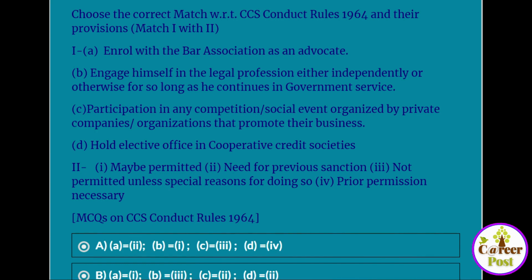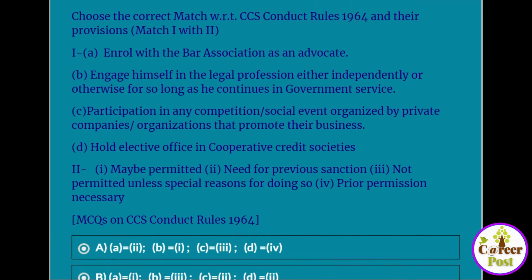Here 1 is: enroll with a bar association as an advocate, engage himself in the legal profession either independently or otherwise for so long as he continues in government service. Participation in any competition or social event organized by private companies or organizations that promote their businesses. Hold elective office in cooperative credit societies. Here the second column is Roman 2: may be permitted, need for previous sanction, not permitted unless special reasons for doing so, prior permission necessary. Here the options are, you have to match it.